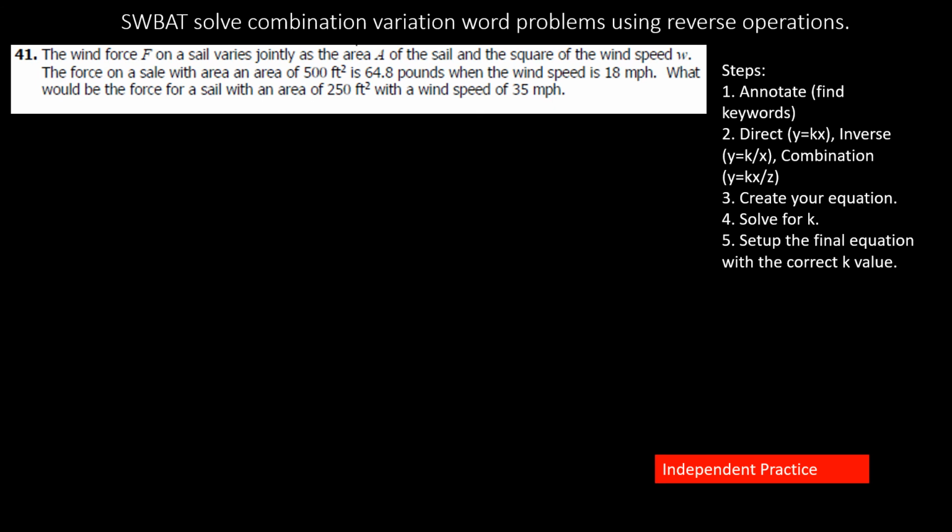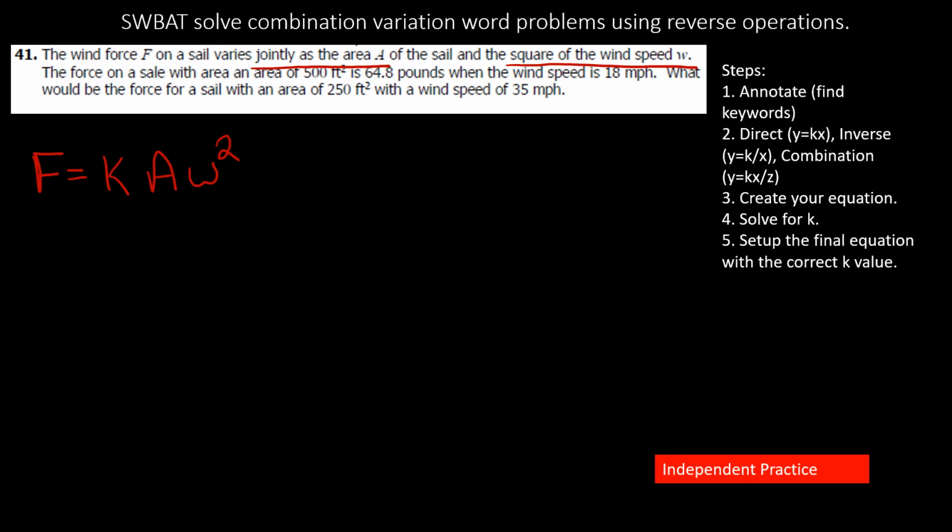It says the wind force F, so we're going to say the wind force F varies jointly as the area A on a sail, and the square of the wind speed W, so F equals K times A times W squared. This is where it's going to get a little interesting, because they're going to give us the area and the wind speed, but we're going to have to square this wind speed. So we're going to be mixing some skills here.